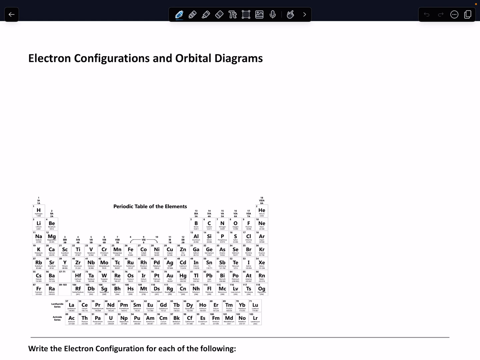This screencast is going to focus more on a skill versus a calculation. And that skill is writing out electron configurations for atoms or ions and filling orbital diagrams for those atoms, looking at those electrons.